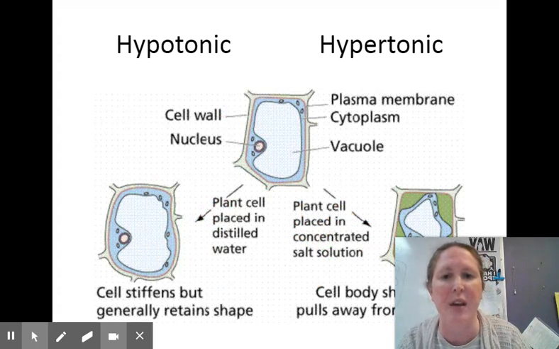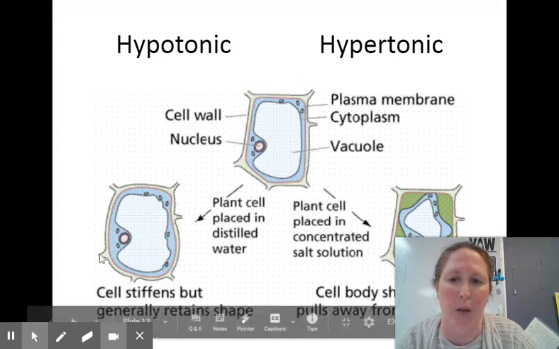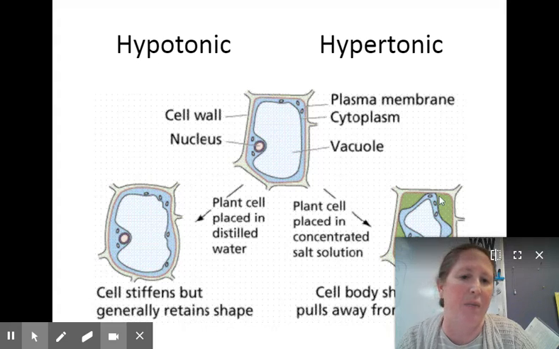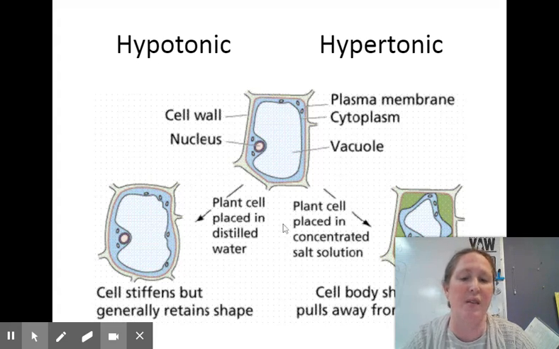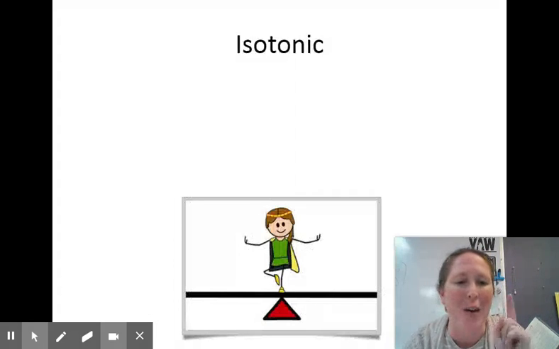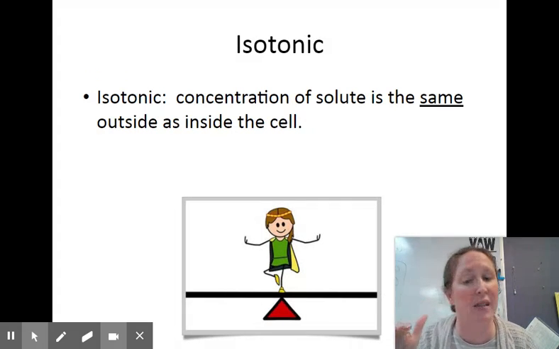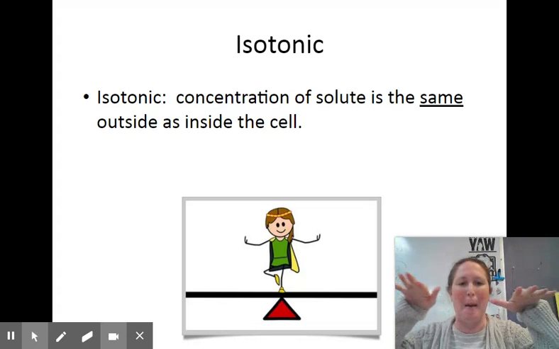Here it is in plants. So you can see the normal cell, how it looks kind of bloated. And then here the membrane actually pulled away from the cell wall and kind of shriveled. All right. What they want is isotonic. Isotonic is when it's the same concentration outside as inside. So it's a nice balance.